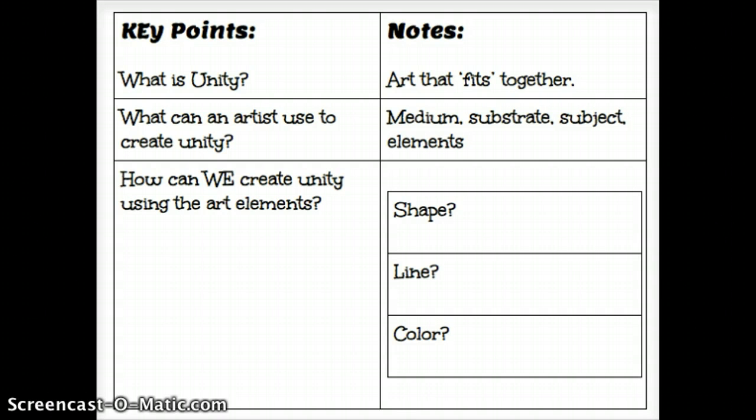And this is going to be your challenge. I want you to create 3 boxes on your notes side. 1, you're going to create unity using shape. The second space, I want you to create unity using line. And then the third space, create unity using color. These are 3 of our art elements. And I know that we've been practicing this quite a bit, so I can't wait to see what you end up with. We'll discuss this tomorrow in class.